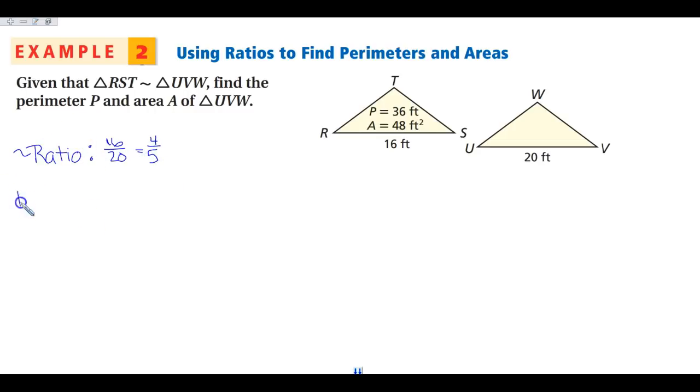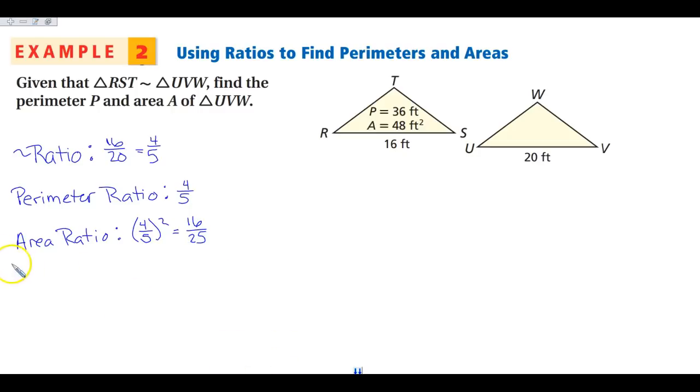Okay, now we're going to look at our perimeter ratio. Our perimeter ratio is the same as our similarity ratio. It is also going to be 4/5. All right, my area ratio is going to be that similarity ratio squared. Okay, so 4 squared is 16. 5 squared is 25. Don't forget, you have to square both the top and the bottom.